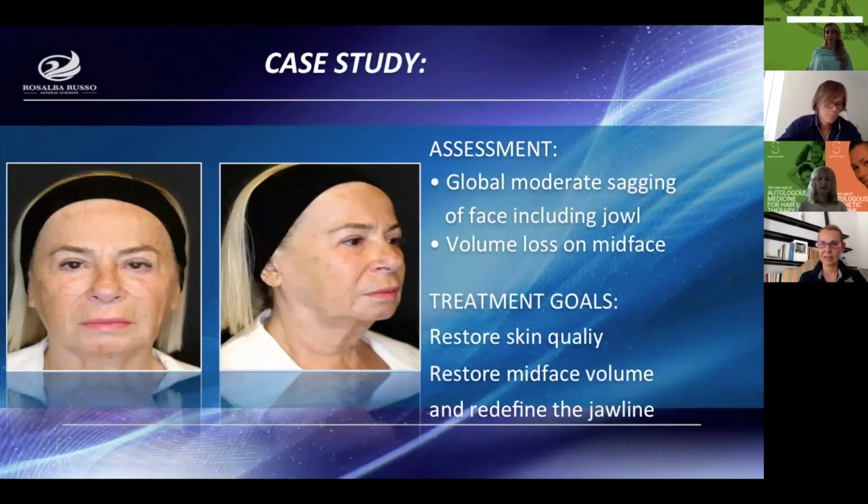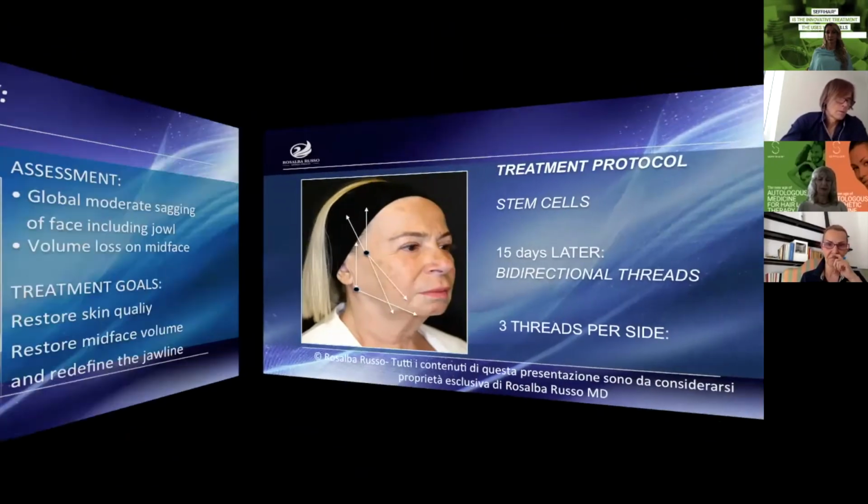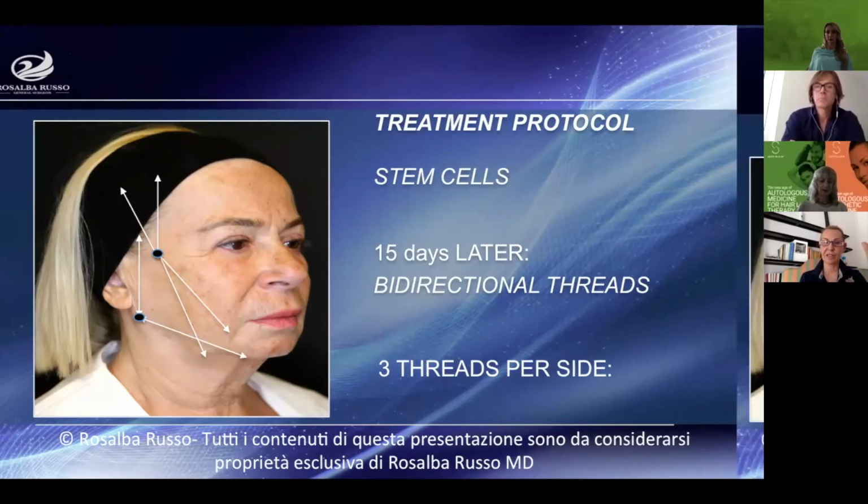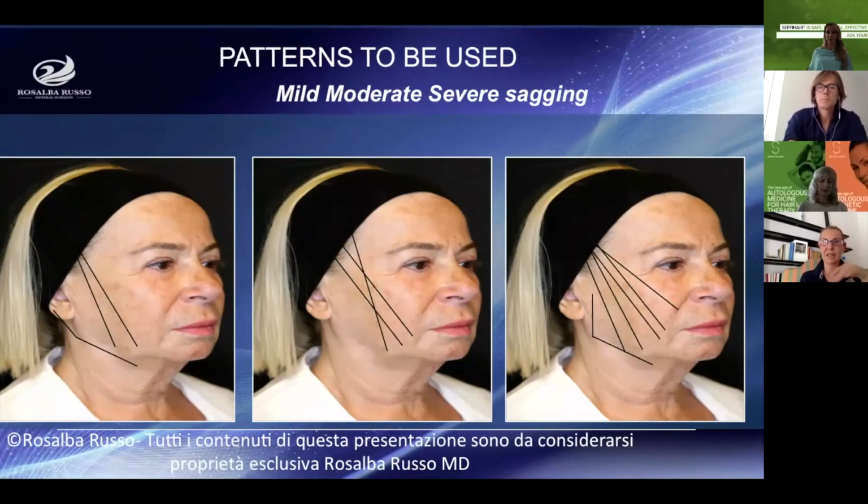This is our case study. You can see this lady with a global moderate sagging and volume loss in the middle. The treatment goal is to restore first the skin quality, then restore the mid-face volume, and redefine the jawline. My protocol in this lady was first stem cells, then after 15 days bidirectional threads, and I put 3 threads for each side. This is the other pattern technique.